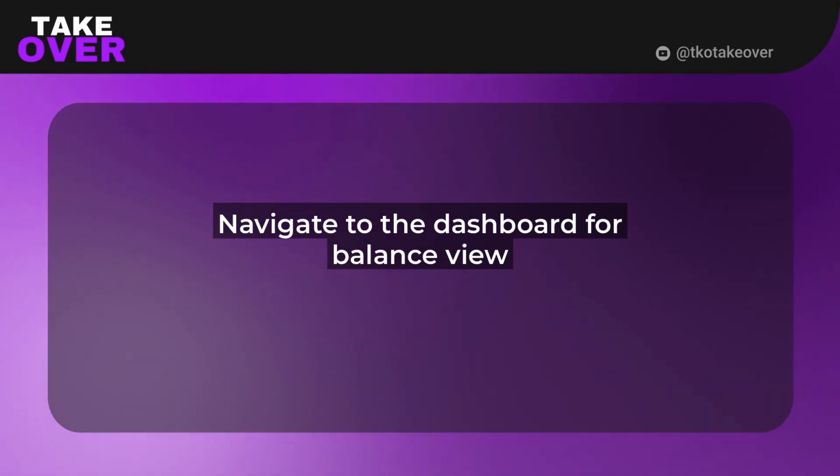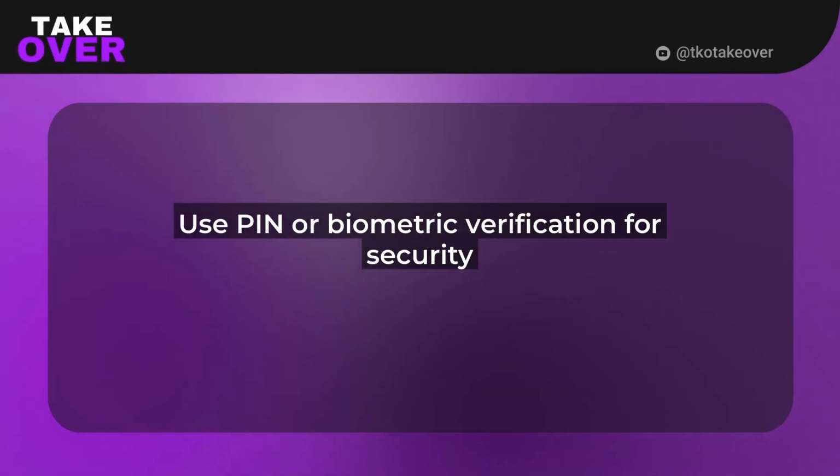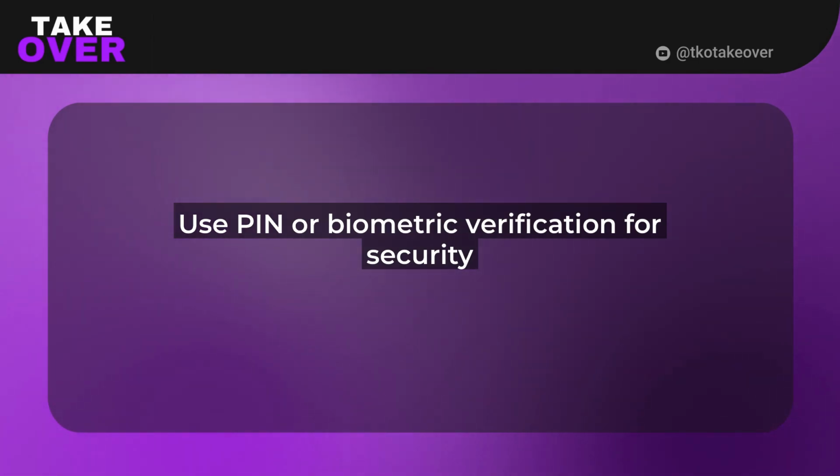Now, once you're logged in, navigate to the dashboard. Look for the "Balance" or "Account Summary" section. It's usually right on the home screen for easy access. Tap on it, and you'll see your current balance displayed, along with any recent transactions. For added security, Zaggle might ask for a PIN or biometric verification, so go ahead and confirm that.